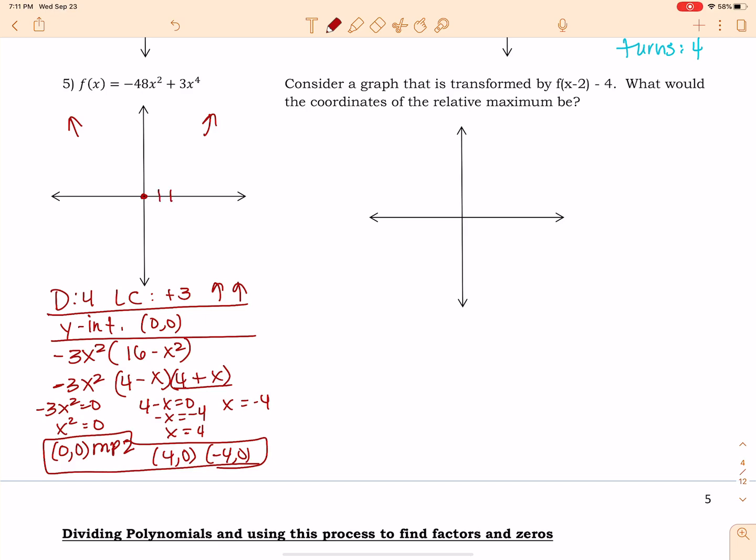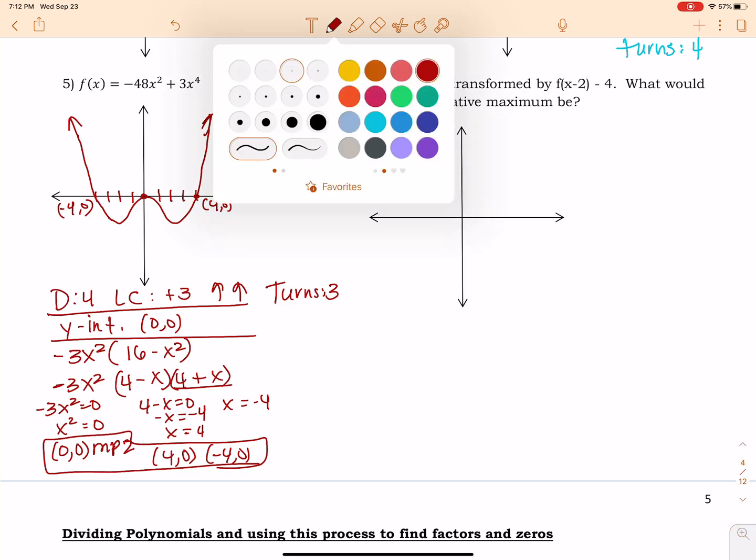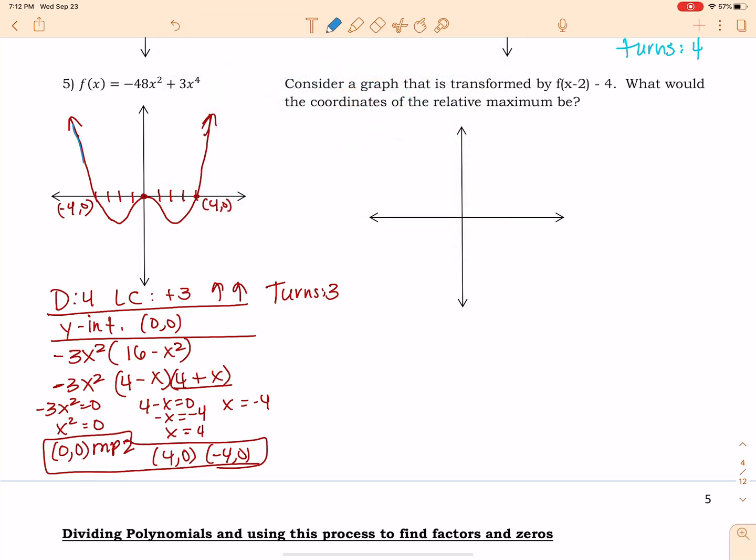Okay, so 1, 2, 3, 4. There we go, just like that. Okay, we've got a degree of 4, so our turns are going to be 3 turns. All right, so I know this has to go through here. I've got multiplicity here, so since it's dipping down, it's going to touch from the other side. Just like that. Okay, let's do it again in another color so you can see it. So I've got this, turn, turn, turn.